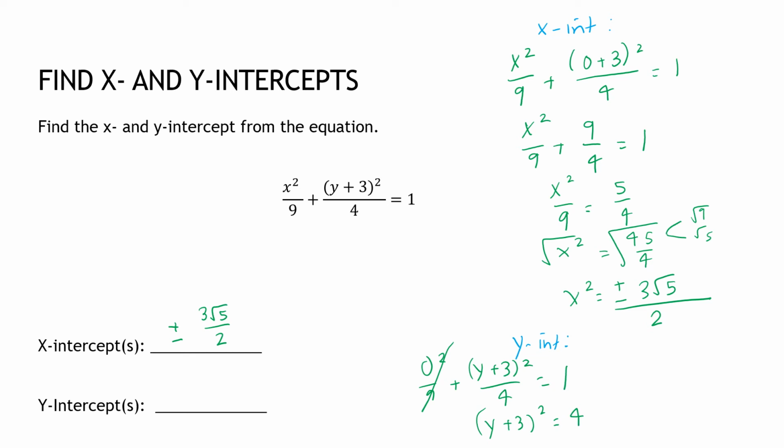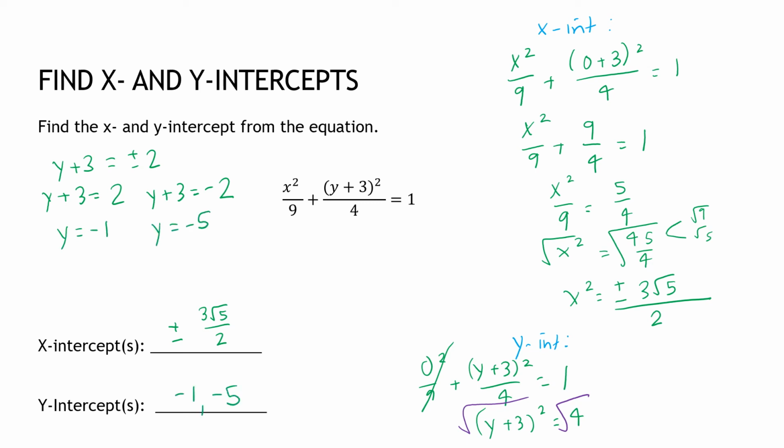That gives me (y plus 3) quantity squared equals 4. Then I'm going to take the square root of each side. That gives me, and I'm going to write it over here because I'm running out of room, y plus 3, when I took the square root, it got rid of the squared. And then the square root of 4 is plus or minus 2. So now to solve, I'm going to say y plus 3 equals 2, and y plus 3 equals negative 2, which gives me y equals negative 1 and y equals negative 5. So I end up with 2 x-intercepts and 2 y-intercepts.